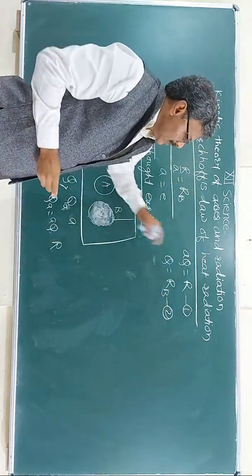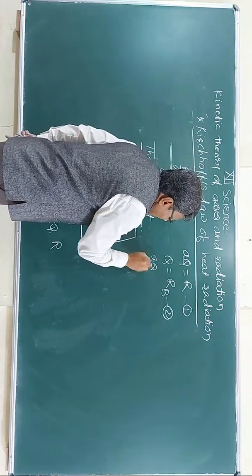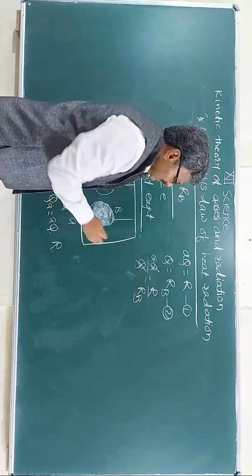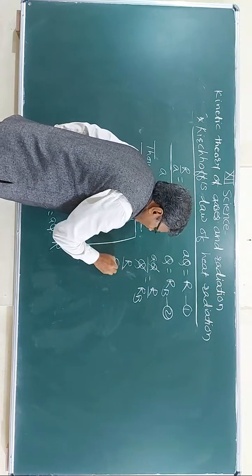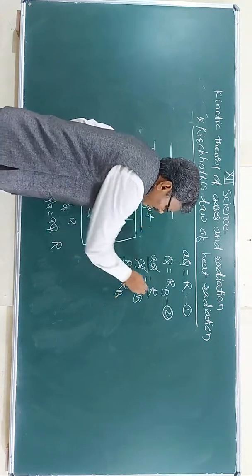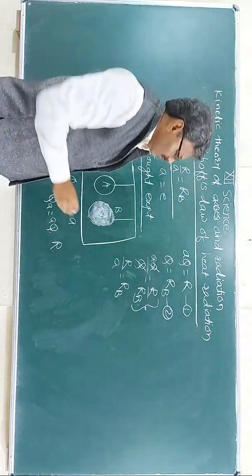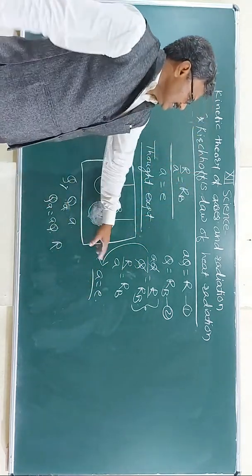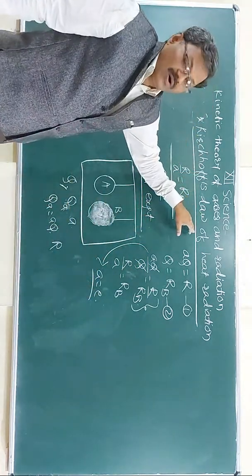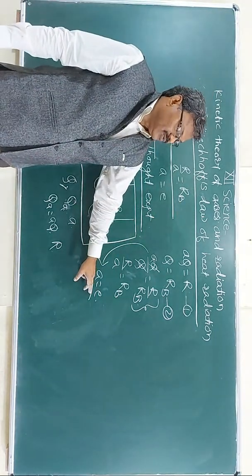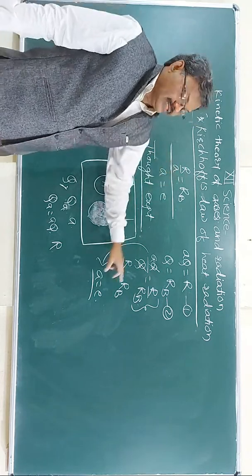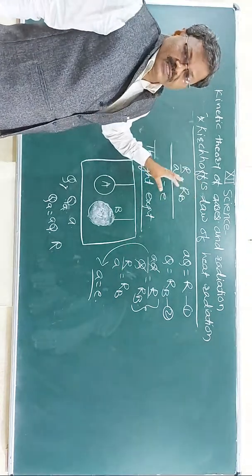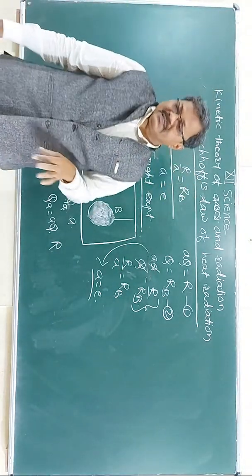Now, by dividing these two equations, we get AQ upon Q is equal to R upon RB. By cancelling Q, we get R upon A is equal to RB. But R upon RB is equal to E. Therefore, we get A is equal to E. This is the proof of Kirchhoff's law of heat radiation, that is, A is equal to E, or R upon A is equal to RB, by using the thought experiment. The next part we will discuss in the next lecture.